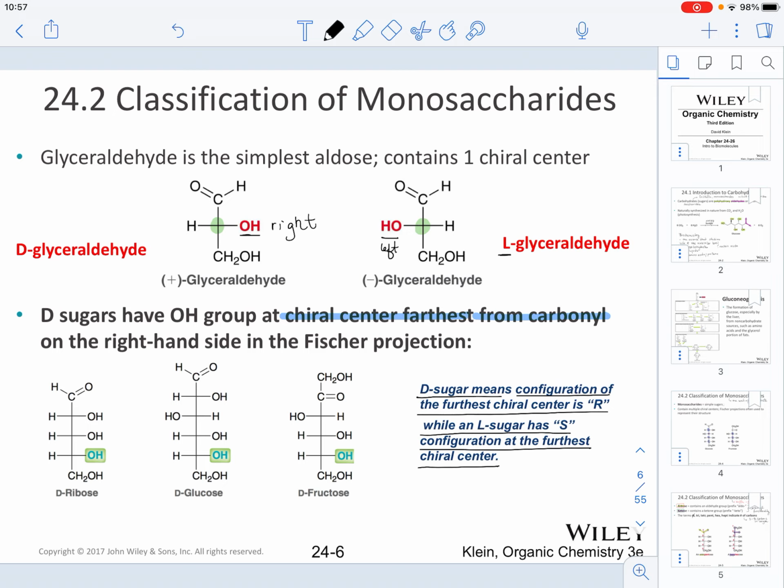Notice that most sugars in nature are D configuration. And that's just one observation from experimental data.